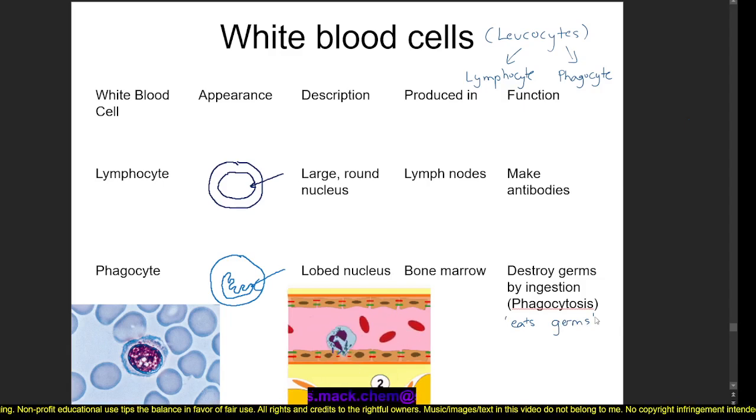So lymphocytes make antibodies that help to defend the body against disease. And phagocytes, when they see germs, bacteria, viruses, microorganisms that do not belong in the body, they go up and they just absorb them, digest them. Very simply, they just eat them. And the name of this process is called phagocytosis.